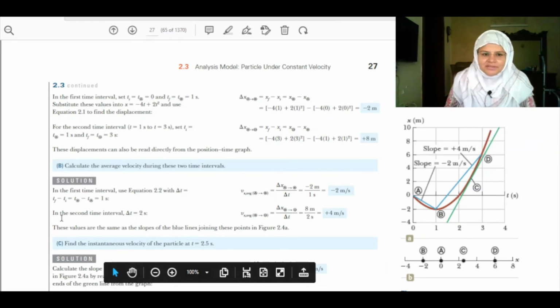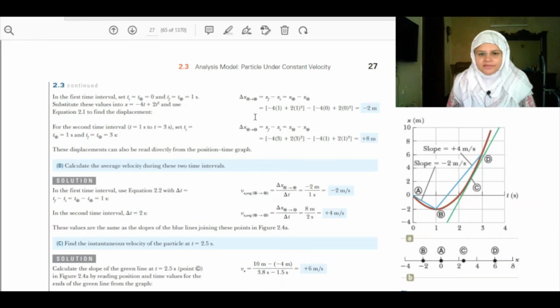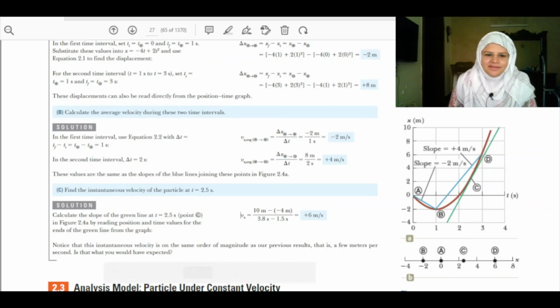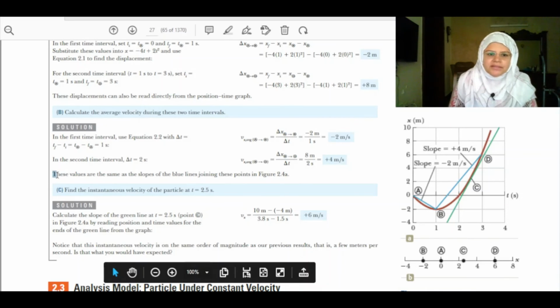In the second time interval, delta t equals 2 seconds. Vx average from B to D equals delta x B to D divided by delta t. We know from part A that delta x B to D equals +8 meters, which means that the particle is displaced towards the right by 8 meters, divided by delta t, which is equal to 2 seconds, giving us Vx average from B to D to be +4 meters per second. These values are the same as the slope of the blue line joining these points in figure 2.4a.